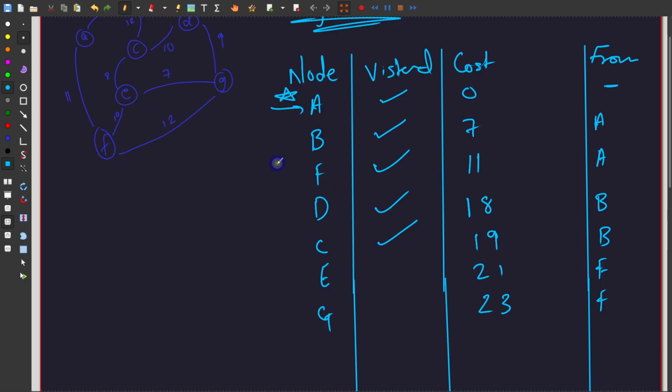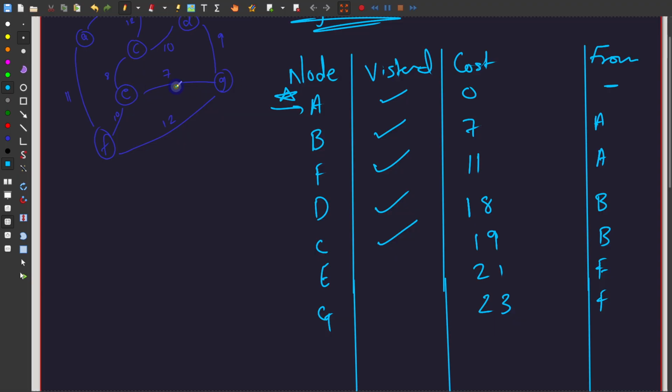And then we have FE, which costs us 10, but you can already see you can reach F at 11. So there is no use offering a path from E, which will cost 31 instead of 11, so it won't be considered at all.